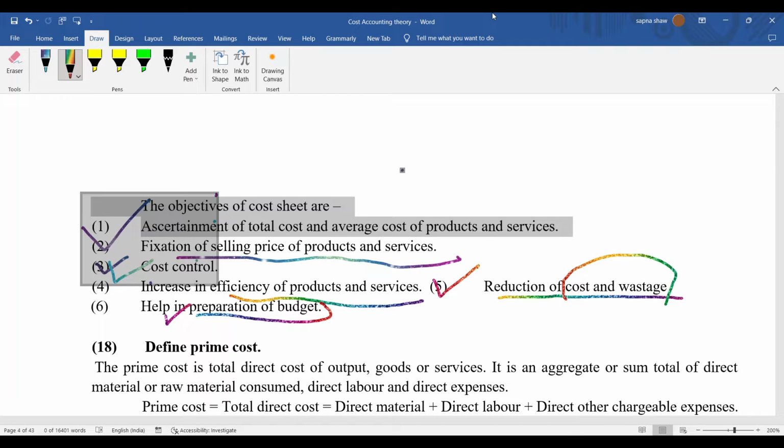So these are some objectives. Yes, these three objectives are extra. This one, 5 and 6, these three are extra, but still you will find that most of the objectives are similar to the objectives of cost accounting.